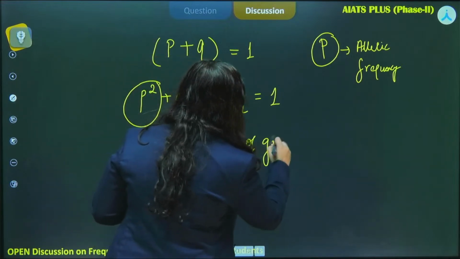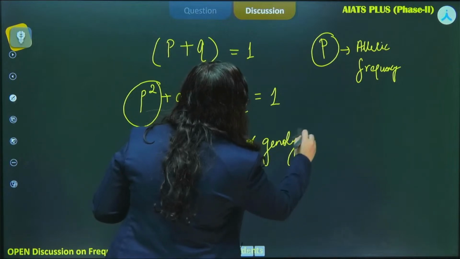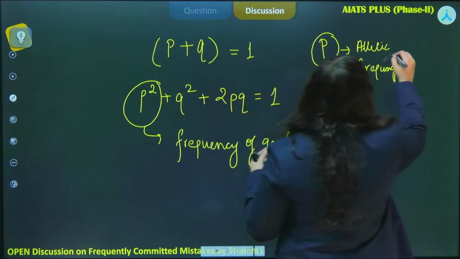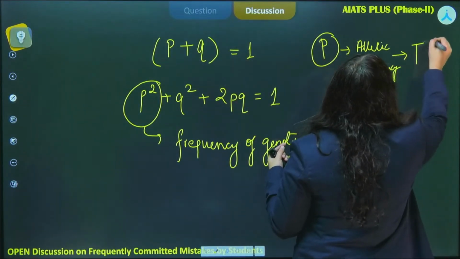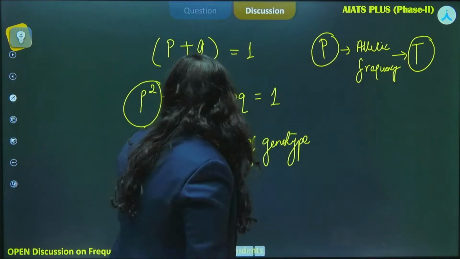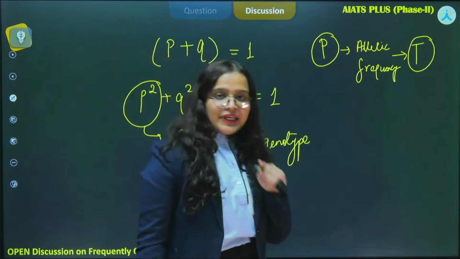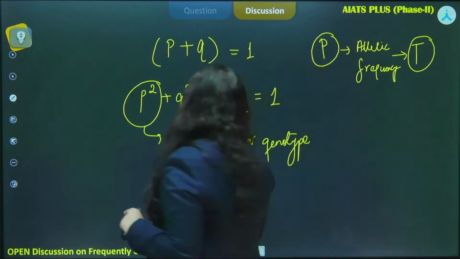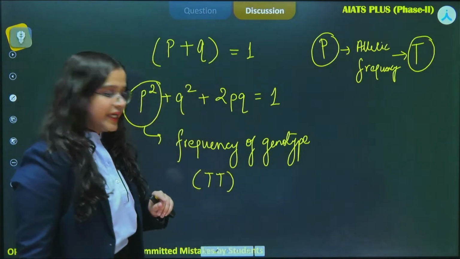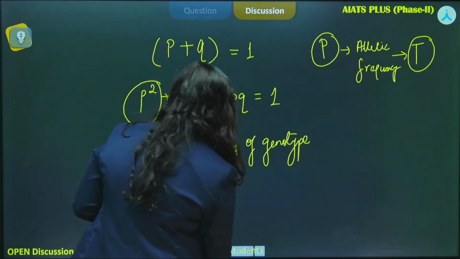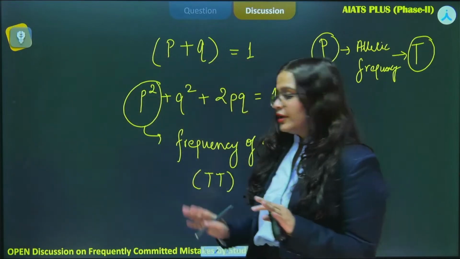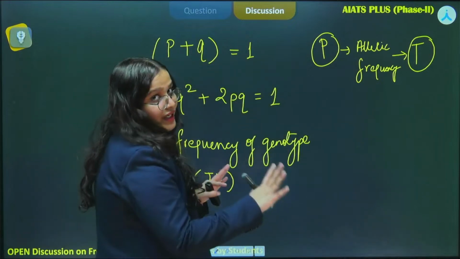To make it simpler, let us assume that we have a trait for tall tree. Here allelic frequency will mean that we are only talking about T in a population, whereas if we talk about P square, it means that we are talking about T and T. All right? I hope it is clear so far. Please give me a thumbs up in the comment section if you feel that it is making sense to you.